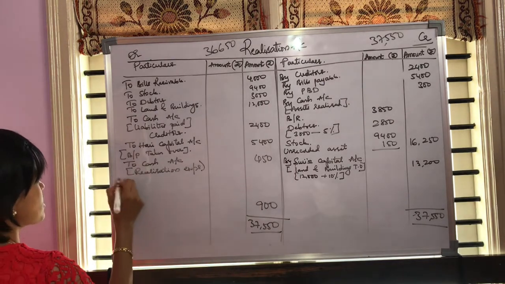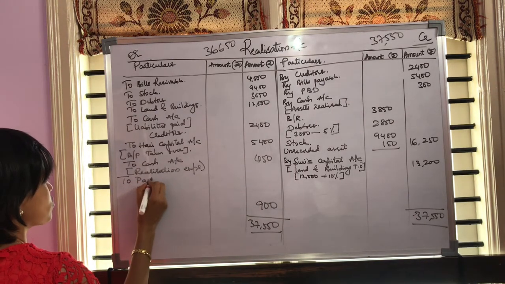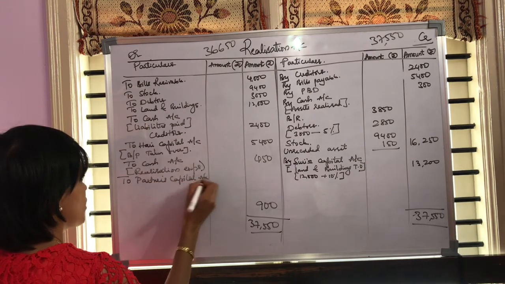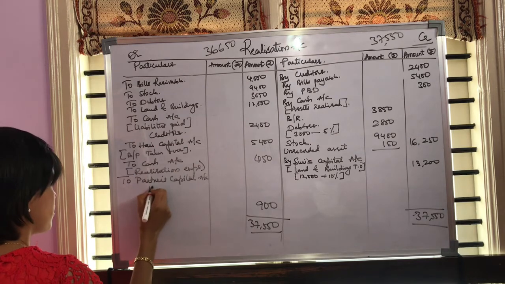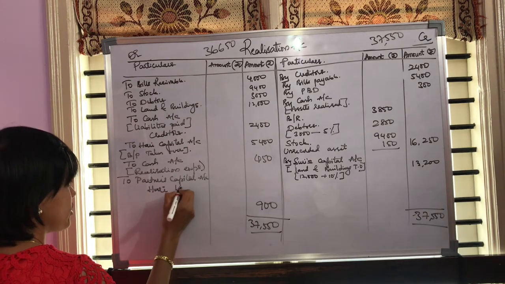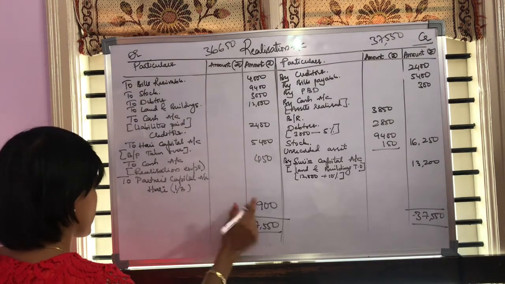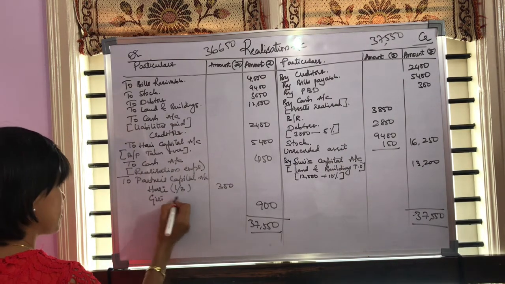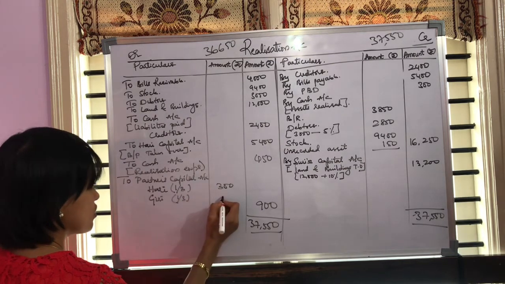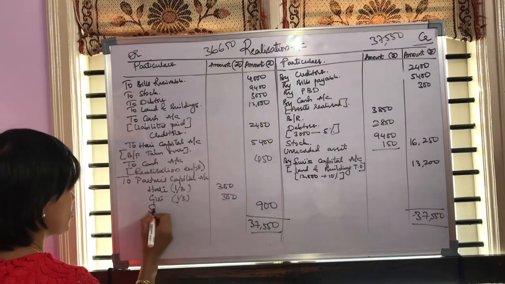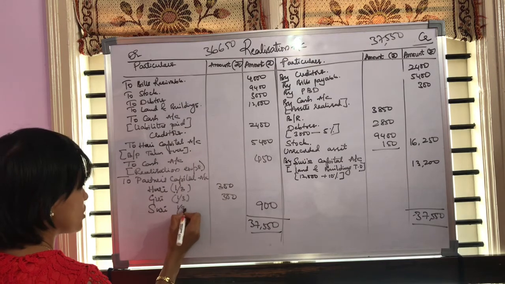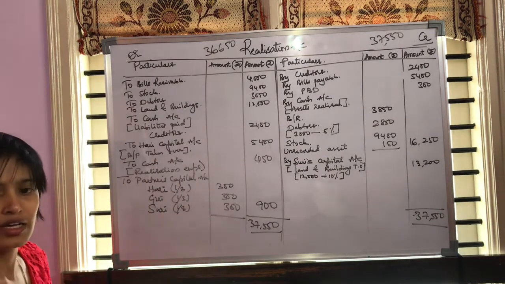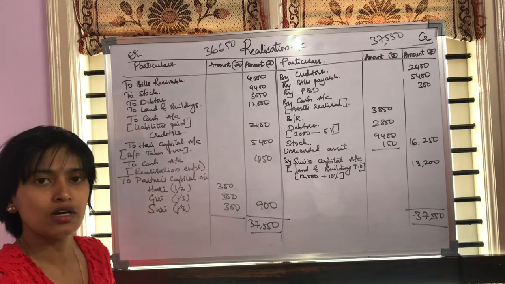So distribute this among the partners. So write it as to partners capital account. The partners are Hari. His share is 1/3 into 900, 300. Giri, 1/3 share, same amount. Suri, 1/3 share, same amount. So if you add everything, you are going to get rupees 900 as realization profit.